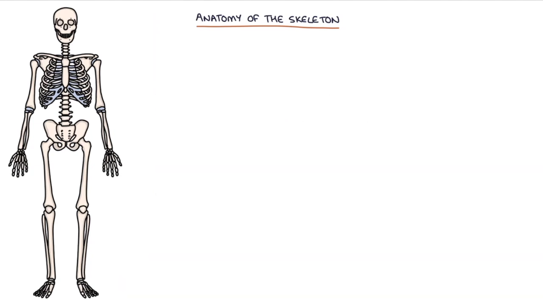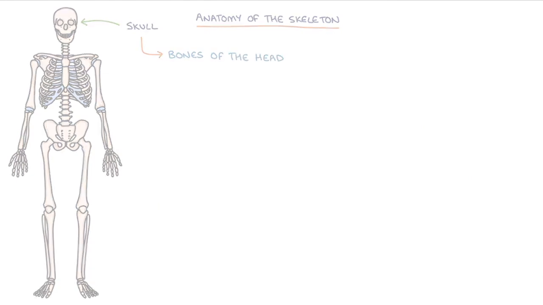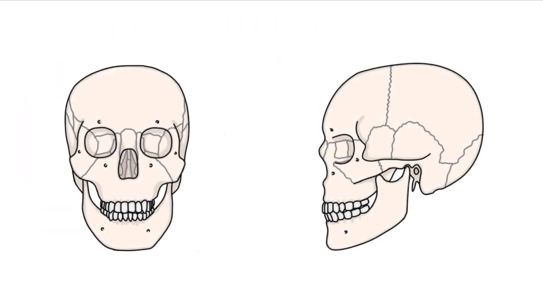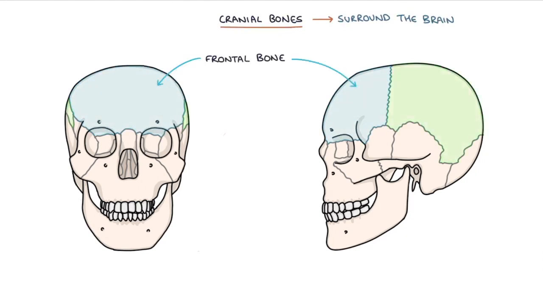Let's start by looking at the skull. The skull consists of the bones of the head. The cranial bones surround the brain. At the front is the frontal bone. At the top is the parietal bone. And at the back is the occipital bone.